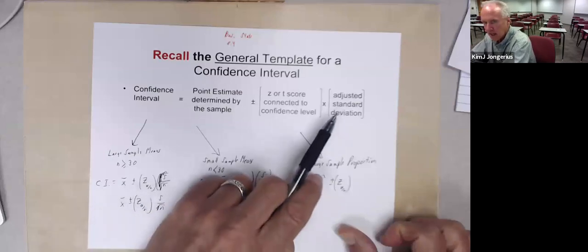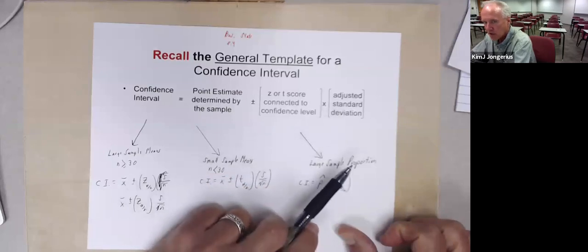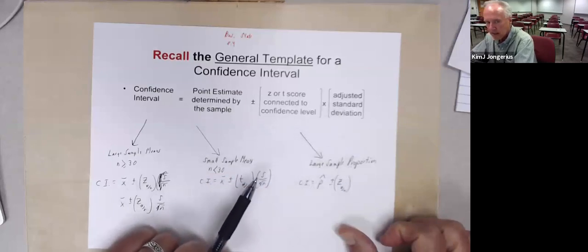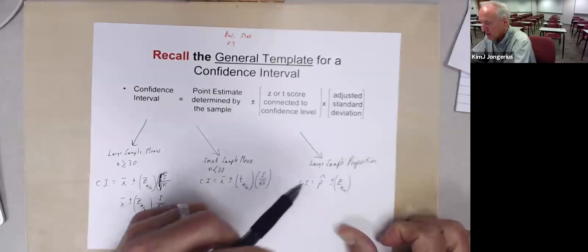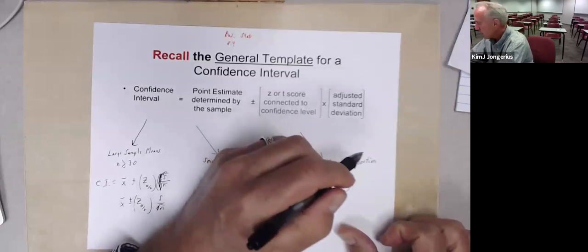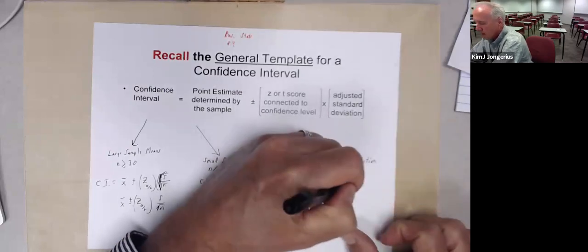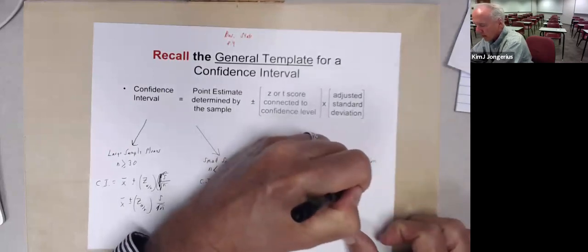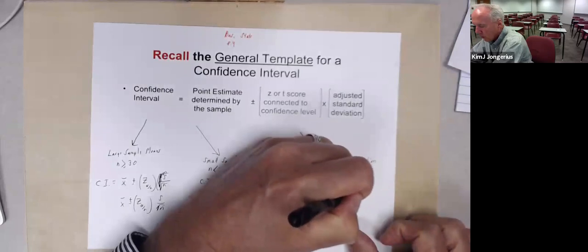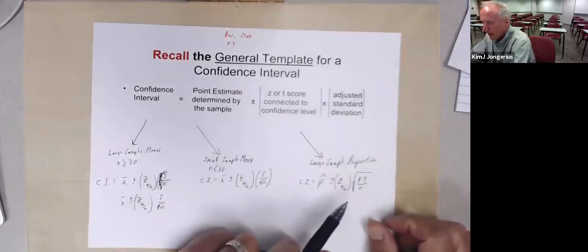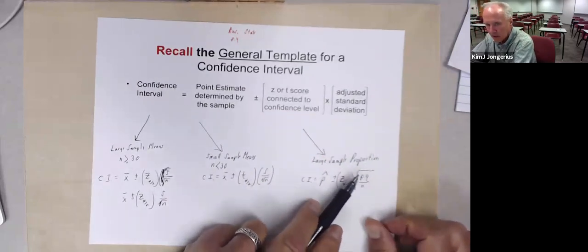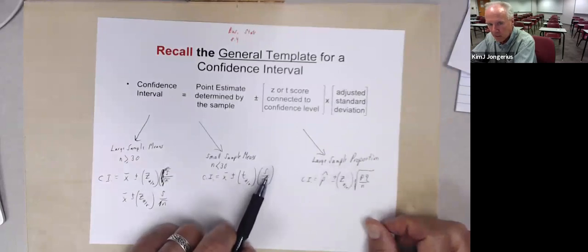My adjusted standard deviation for proportions is different. It doesn't have a standard deviation s, but you remember that adjusted standard deviation was a little bit different. It was going to be the square root of pq over n. And here the radical did go over the entire fraction. That's different than what you saw over here.